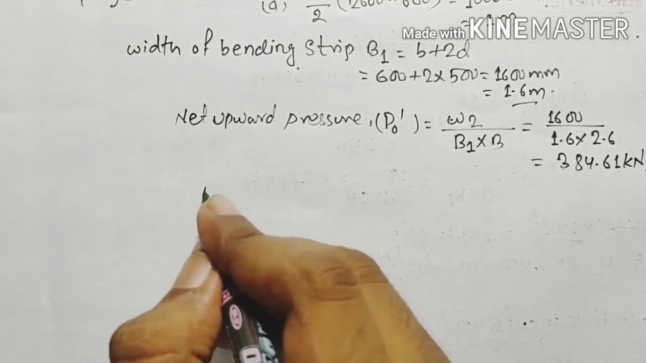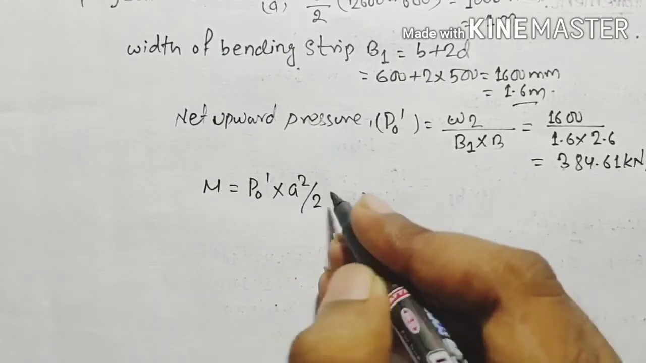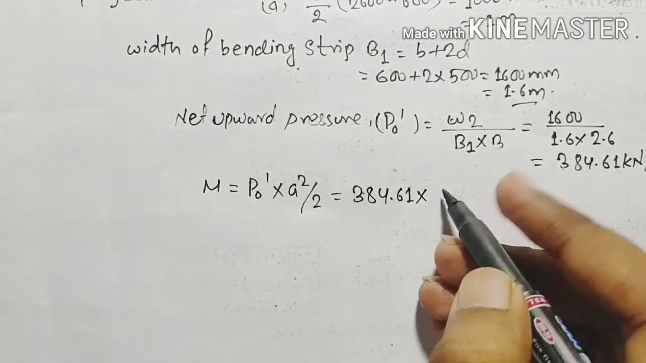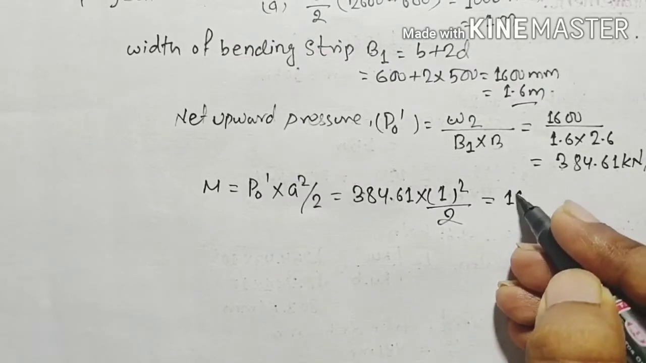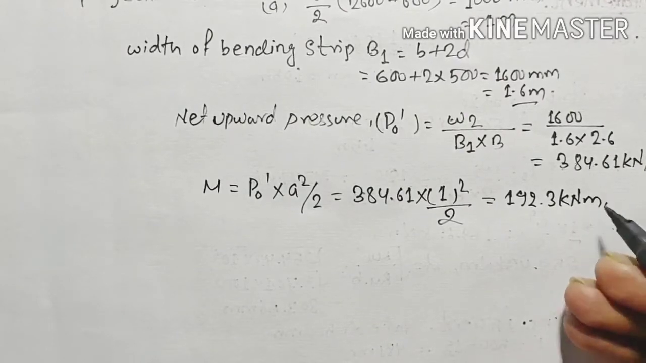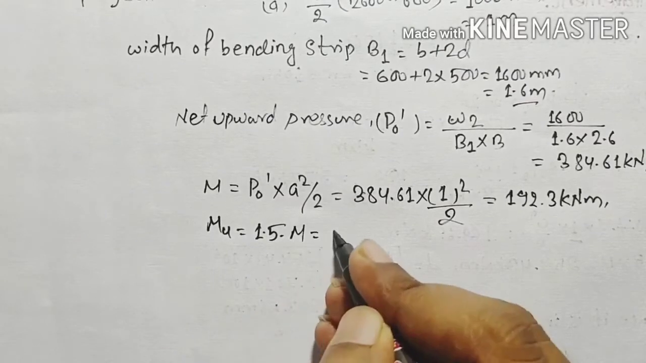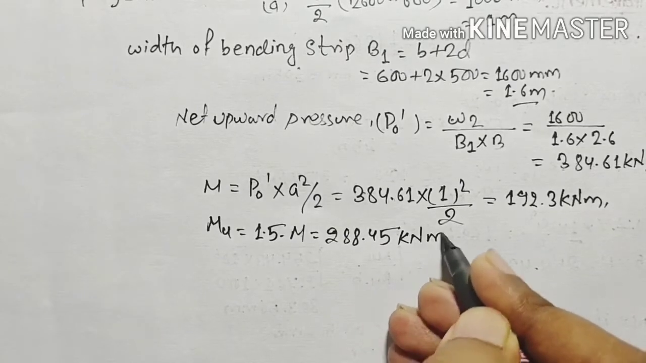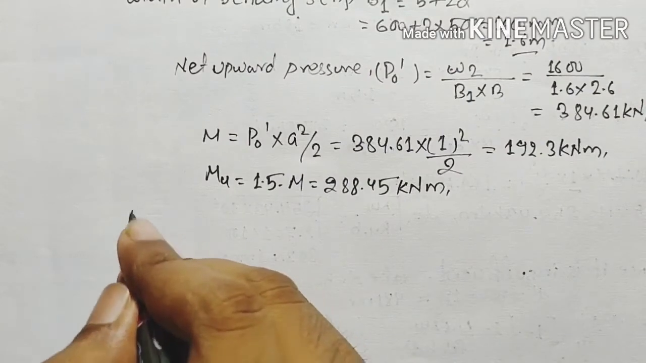Now let's find the moment, and we have here M equals P naught dash times A square by 2, that will be equal to 384.61 into, and we have the value of A as 1, square by 2, then we will get here moment equals to 192.3 kilonewton meter. Now similarly, Mu equals 1.5 times M, so we will get here Mu equals 288.45 kilonewton meter.